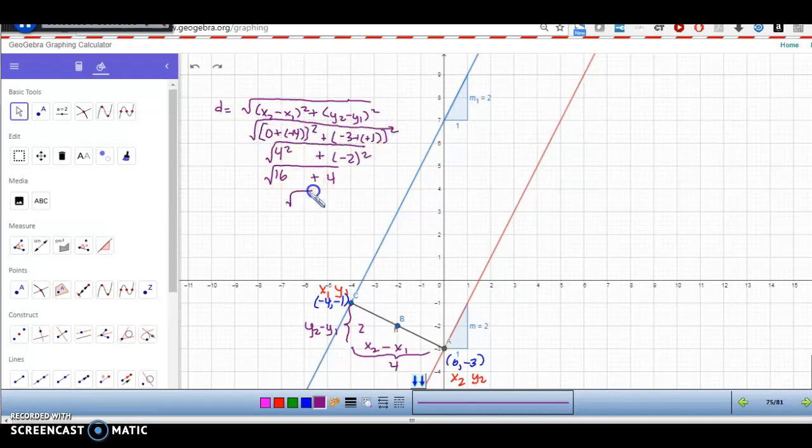And I get the square root of 20, which you recall is what we had earlier, which we simplified to 2 root 5. So using the distance formula, we get the same distance, the square root of 20. So that is how you find the distance between two parallel lines graphically using either the Pythagorean theorem or the distance formula to find the distance.